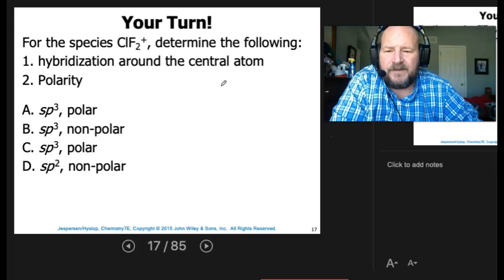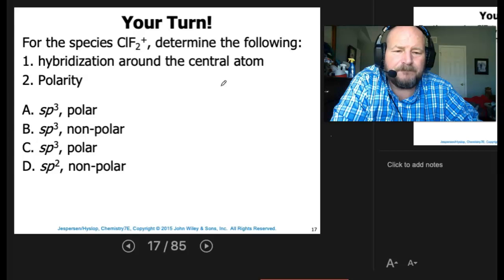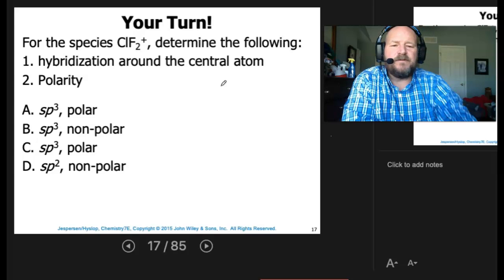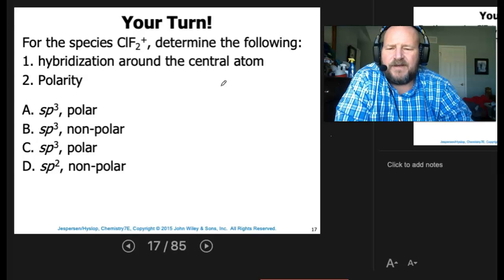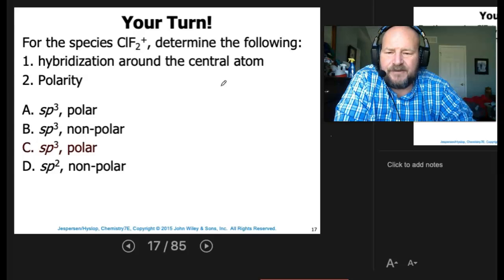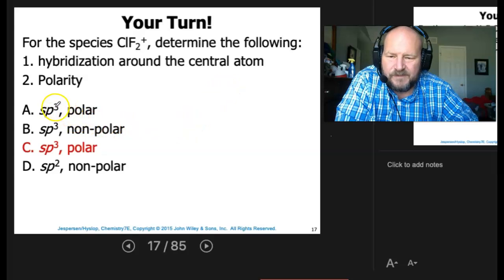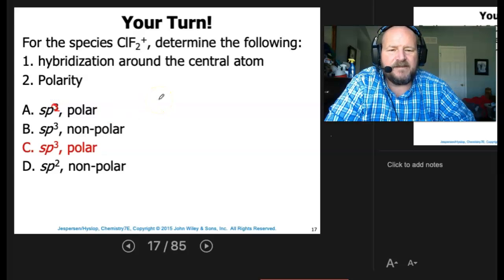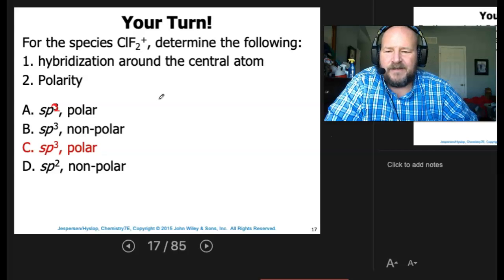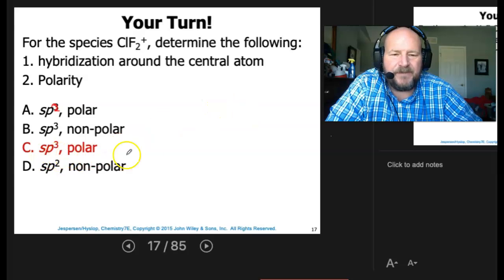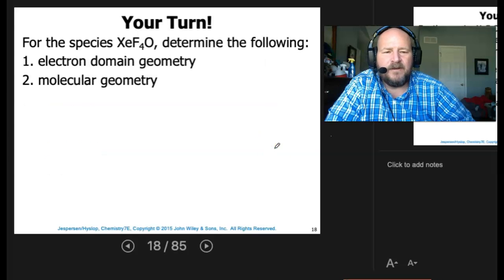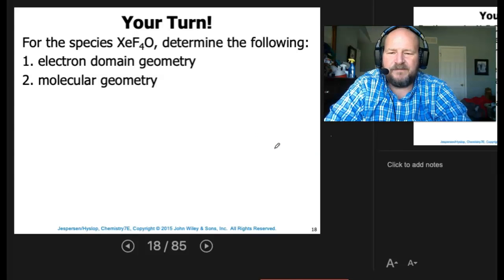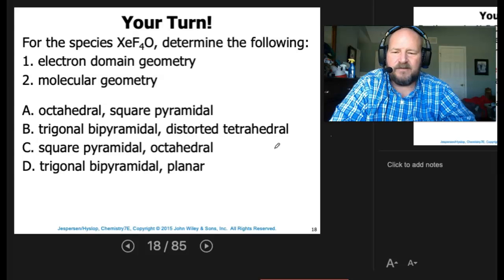For the species ClF2, determine the following: hybridization around the central atom and its polarity. All right, well, we just determined it was a tetrahedral, so for its hybridization, we know it's going to be sp3, and then is it going to be sp3 polar or sp3 nonpolar? When I look at the potential answers here, it's either going to be A or C. Not seeing any difference there. I have a feeling one of these was supposed to be sp2 polar, maybe, to throw you off, not tell you that you had a 50% chance of getting that right if you picked that one. Anyway, we know it's going to be a tetrahedral, so that's where we get the sp3. And of course, since we have that lone pair, then we have the fluorines pulling away from each other. That part cancels out in the horizontal, but like we saw before, the vertical, we would have an overall moment going through the chlorine.